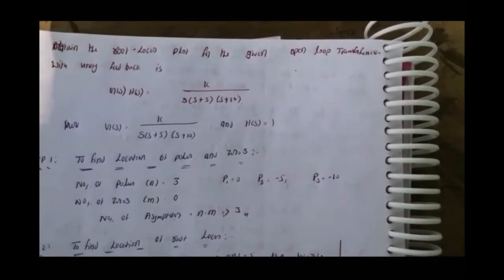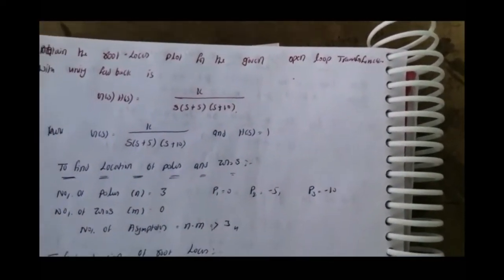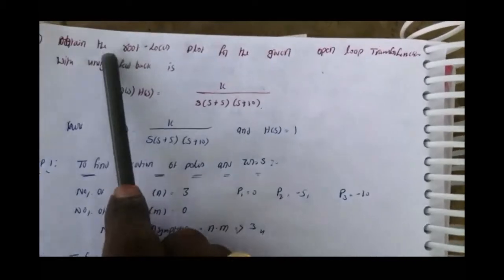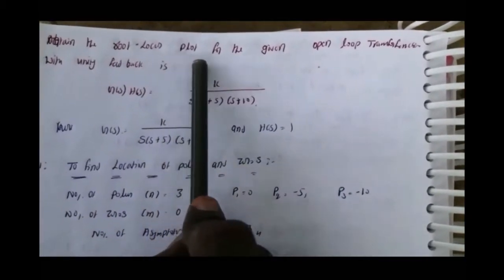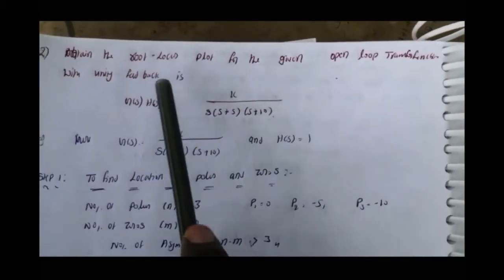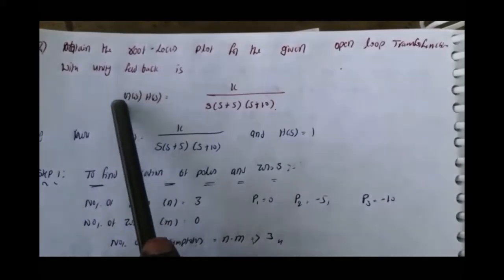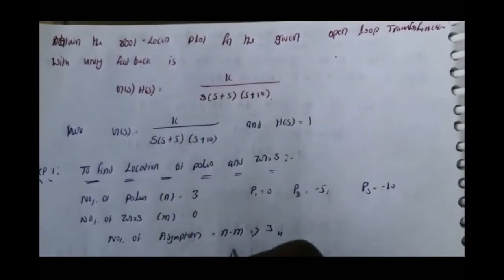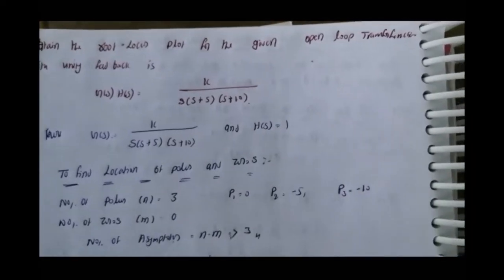Hi students, in this video I am going to explain how to plot the root locus for the given open loop transfer function. Let me see that question. Obtain the root locus plot for the given open loop transfer function with unity feedback, G(s)H(s) equals K divided by s into (s plus 5) into (s plus 10).